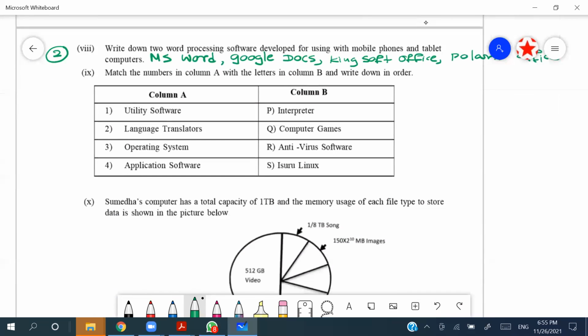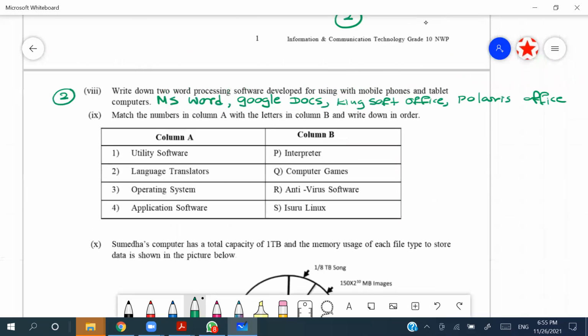Okay, so the ninth one is talking about matching the numbers in column A with the letters in column B. Utility software is going to be the antivirus software, one of the utilities. Language translators belong with the interpreters. Operating system goes with Linux. Application software goes with computer games. So the first one, R is the answer. Second one, P. Third one, S. Fourth one, Q.